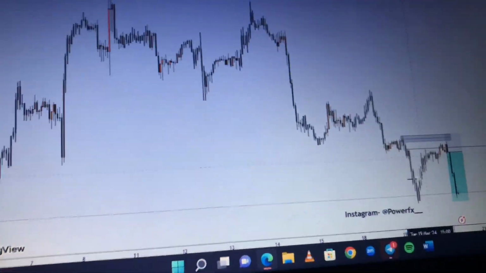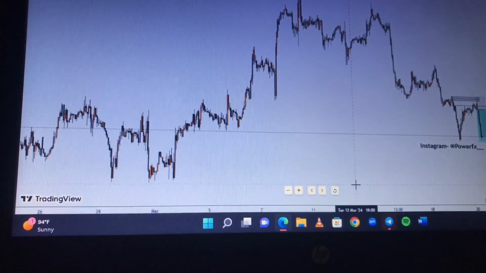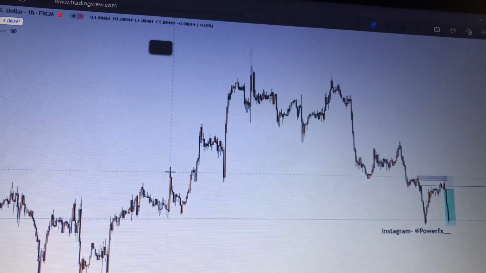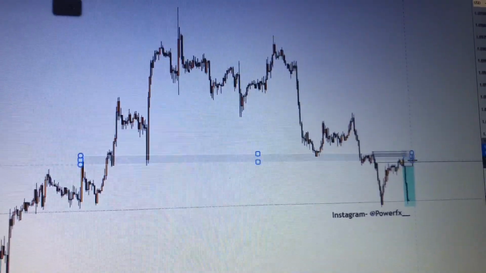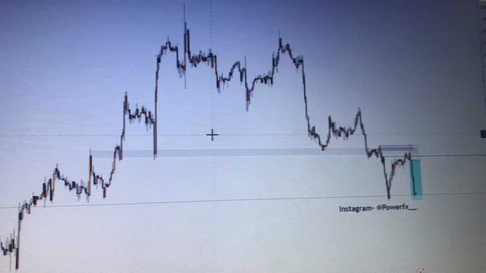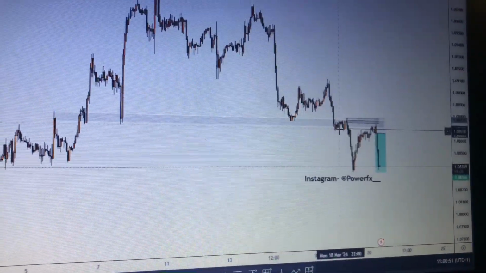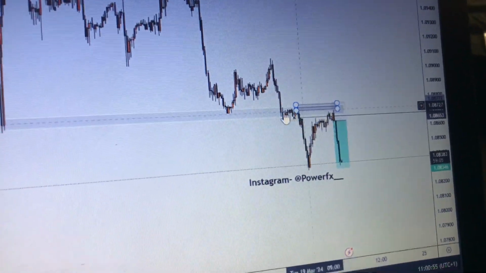This was one confirmation. The second confirmation was a break and retest. This was a clear zone that price has reacted off of. Price came all the way, bounced, came down, and finally broke the zone. So this was a retest, and this was the confirmation I used to enter this particular trade.